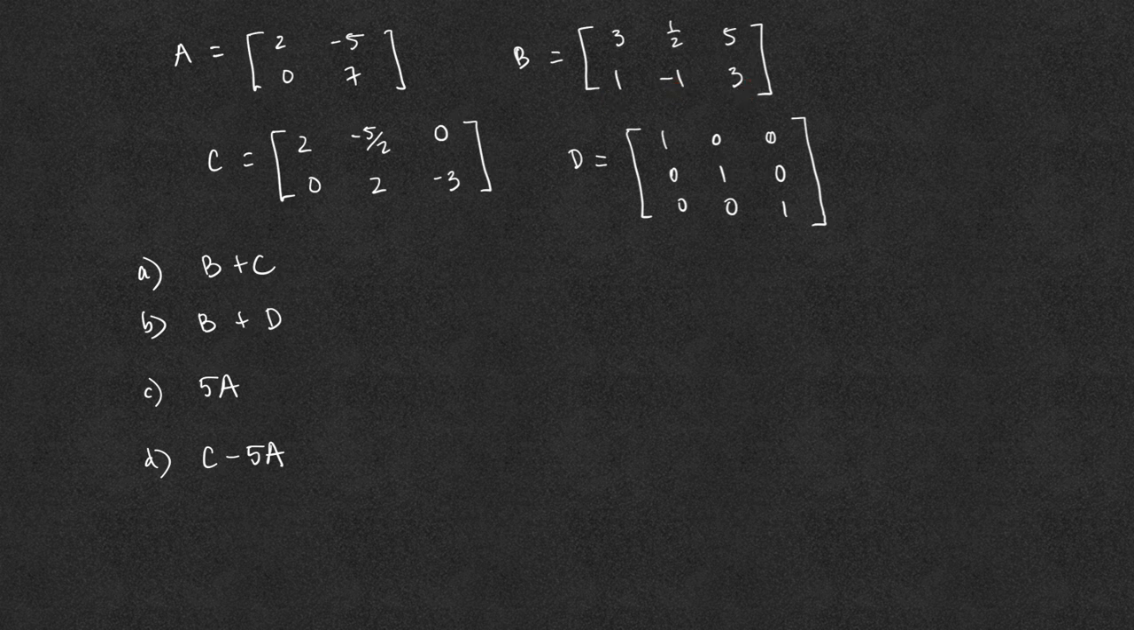The matrix C is a 2 by 3 matrix. The first row is 2, -5/2, 0. And the second row is 0, 2, -3. And the matrix D, 3 by 3. The first row is 1, 0, 0. The second row is 0, 1, 0. And the third row is 0, 0, 1.